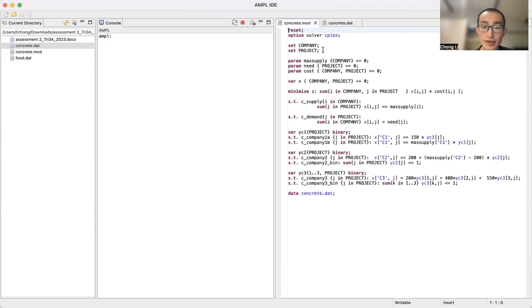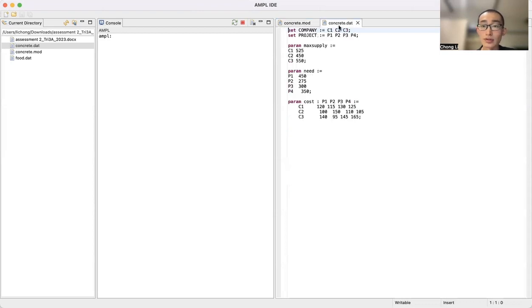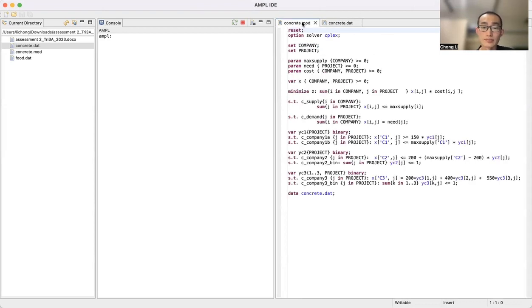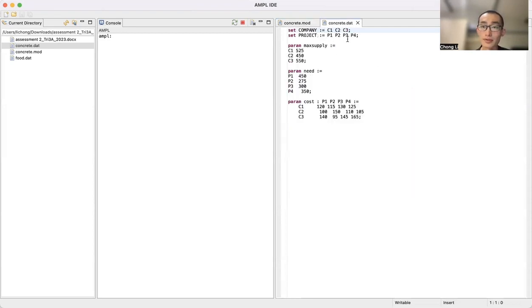First, we define the two sets. The first set is company. As it's showing in the concrete data fields, we have C1, C2, C3 companies. And we also have a list of projects, P1, P2, P3, P4.